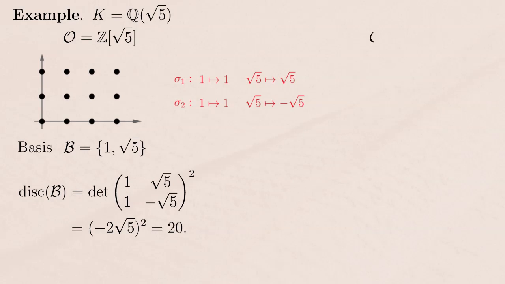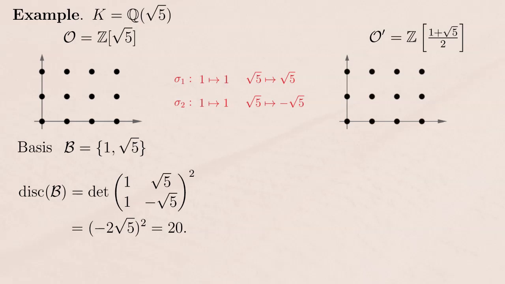Let's cheat again. Since we happen to know the answer in this case, what would have happened if we'd started with the right ring, Z adjoin 1 plus root 5 over 2? Well, here's a picture of Z adjoin root 5, and here are the extra points we need to add to make it Z adjoin 1 plus root 5 over 2. You can see we've multiplied the number of points by 2, so we're expecting the discriminants to differ by a factor of 2 squared. So here's a basis for this ring, 1 and 1 plus root 5 over 2.